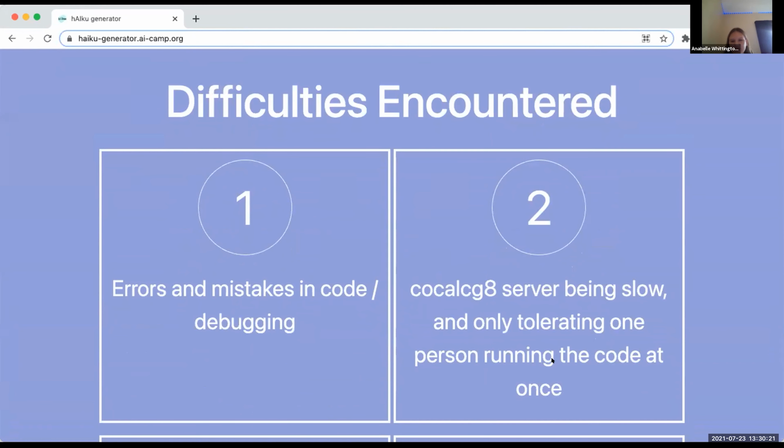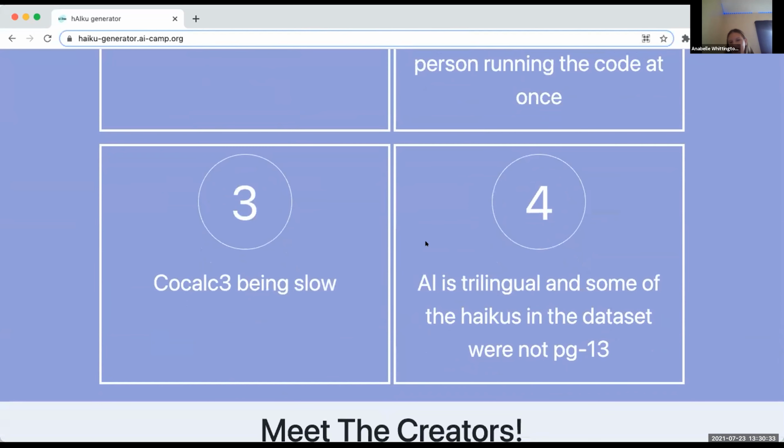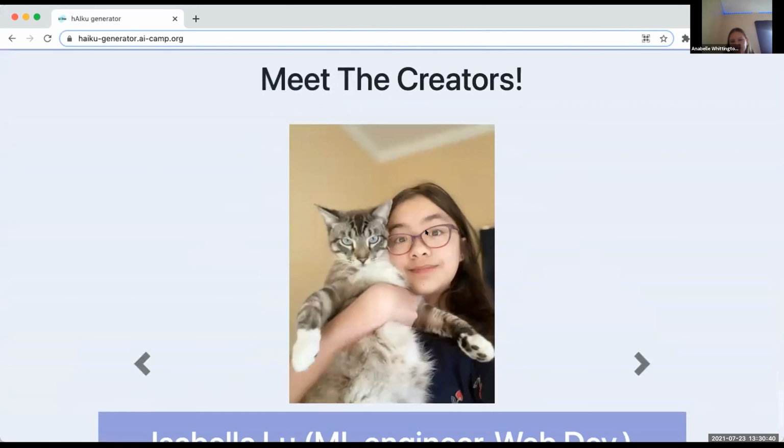Some difficulties we encountered were errors and mistakes in code, the server being slow and only tolerating one person running the code at once, and the AI was trilingual, and some of the haikus in the dataset were not PG-13.